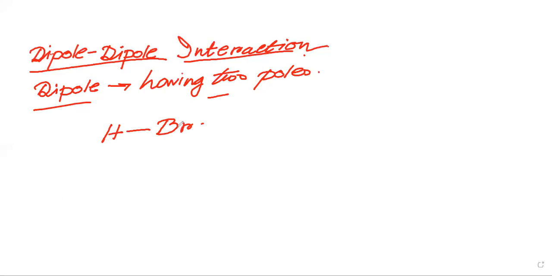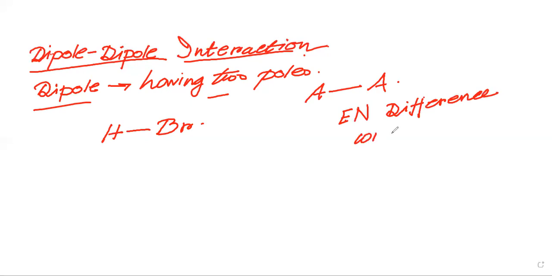Now we know that if a system is of the type A and A, that is, if the molecule consists of two atoms, A and A, the same atom, then the electronegativity difference will be zero. And they will share that bonding pair of electrons equally on both sides, and hence they will not possess any kind of charge.